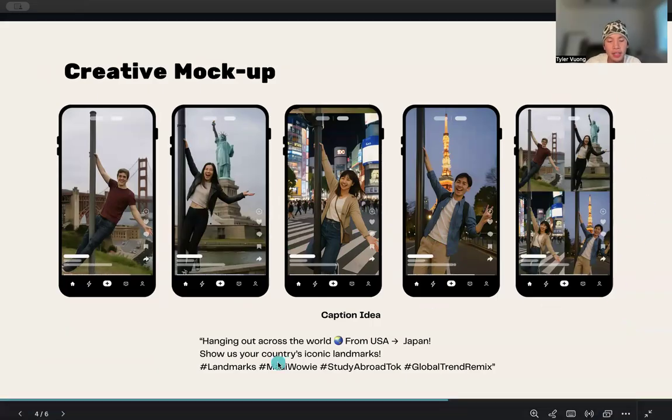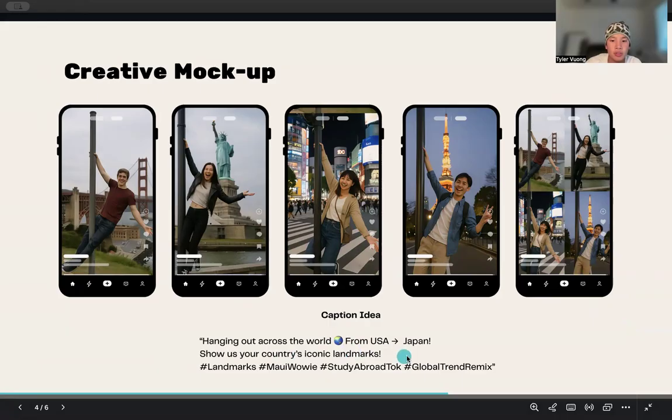And then a caption idea could be, "Hanging out across the world from USA to Japan. Show us your country's iconic landmarks with the hashtags below."